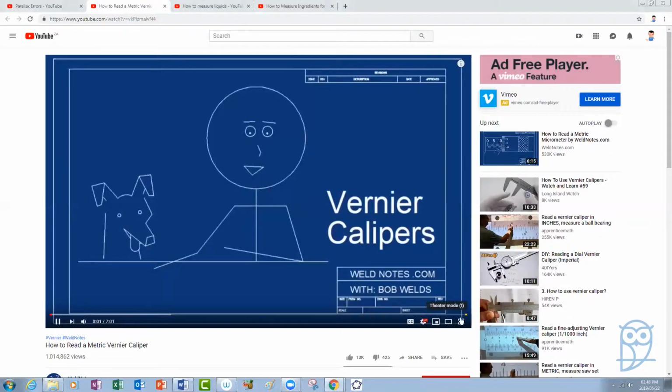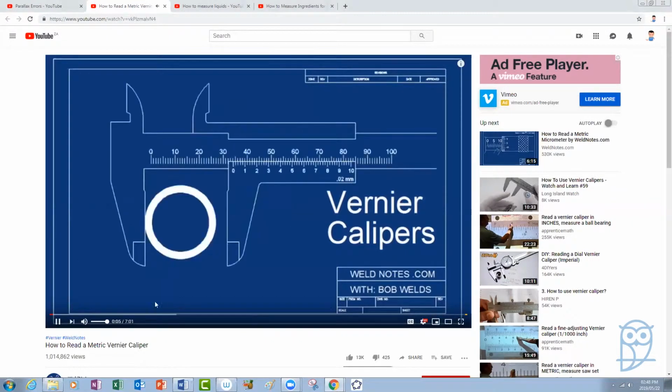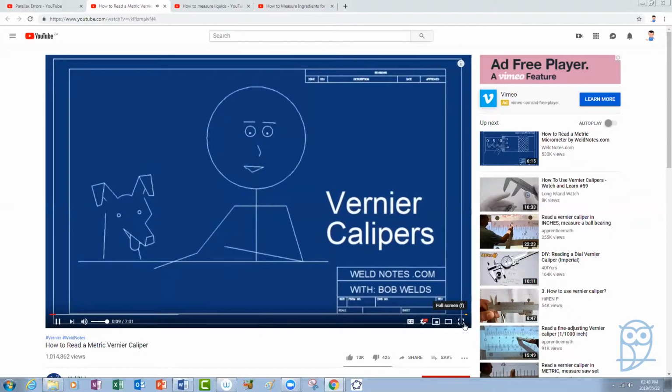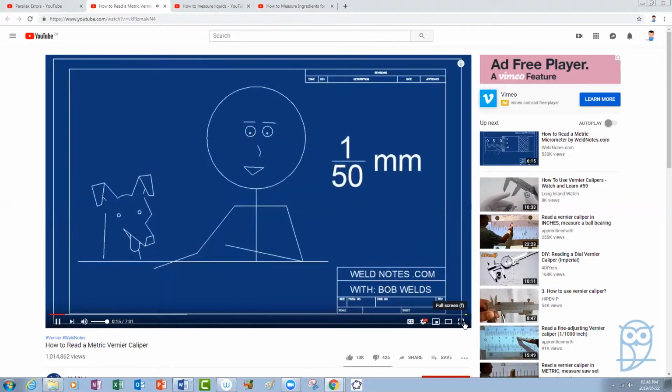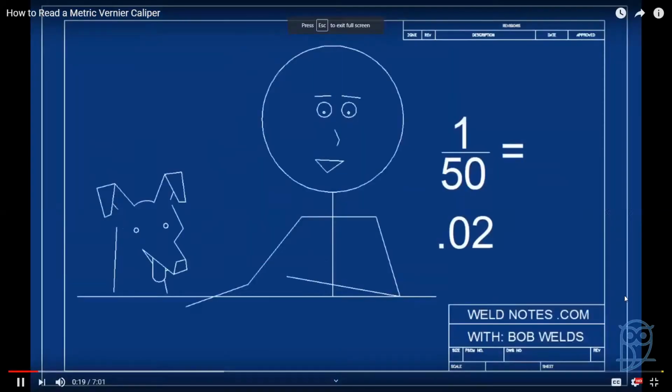So here we go. Bob Welch, and this is how to read a metric vernier caliper. There are different kinds of vernier scales designed to do different jobs, but they all work pretty much the same way. Today, we're going to look at a metric vernier designed to measure to the nearest 1/50th of a millimeter. That is 0.02 millimeters. See how 1 divided by 50 equals 0.02?